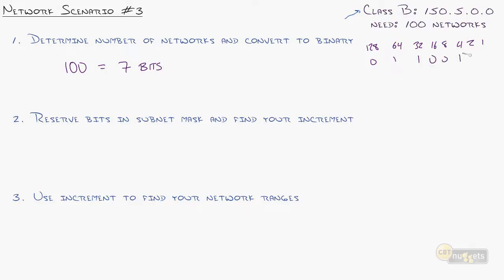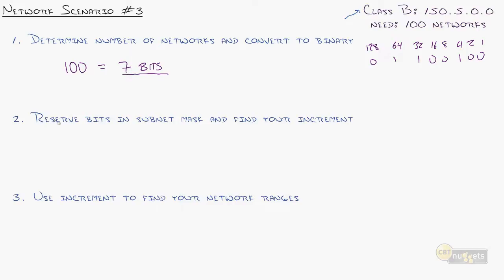I think is that 100? 64 plus 32, that'd be 96, right? Yeah, that should be 100. So you could figure out the whole binary value, but it would still be 7 bits that we get by the time it's said and done. So we're after the number of bits because we need them in step 2.